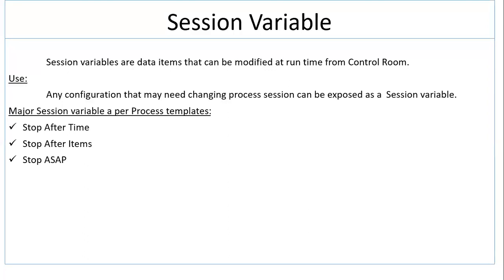You have three different session variables available in your default process template itself: stop after time, stop after items, and next to that you have stop ASAP, which is as soon as possible. These are three variables available in your process template by default as session variables, which you can use in your process. Coming up next, I'm going to show you in the process template what these three variables are and how they have been exposed.